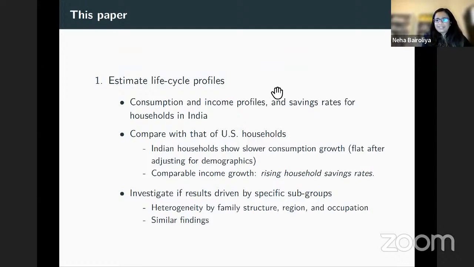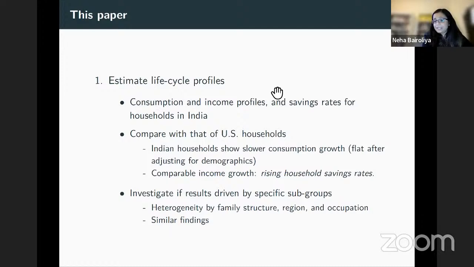And just to give you a sneak peek of our major findings, what we find is that Indian households show slower growth in consumption, albeit a comparable one when you look at US households. However, once you adjust for family size, all the growth in consumption for Indian households goes away, and what we observe is a flat profile, which is not the case for US households because we still see significant growth in household consumption even after adjusting for family size for US.